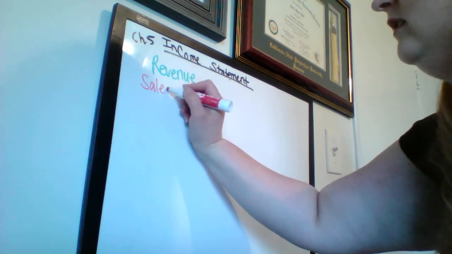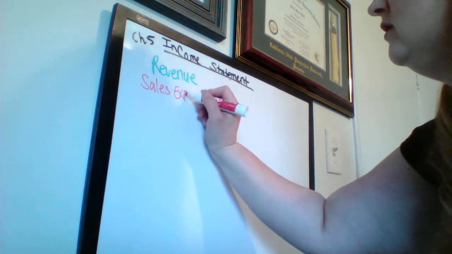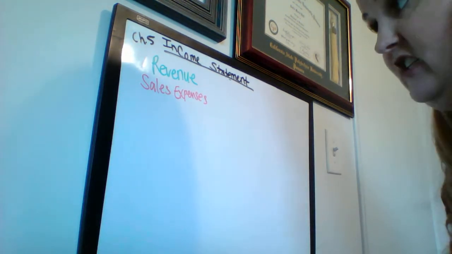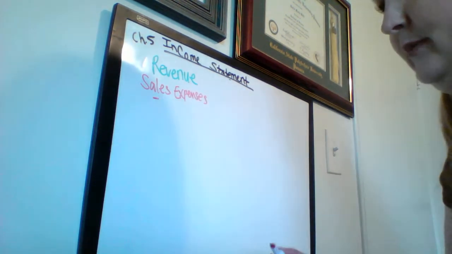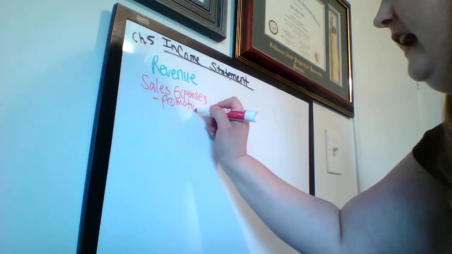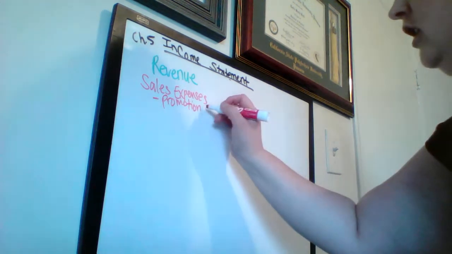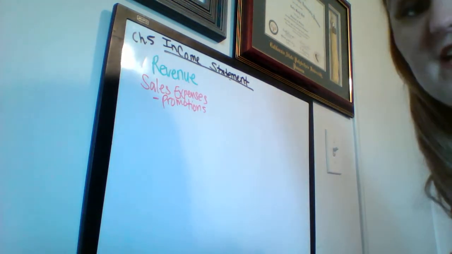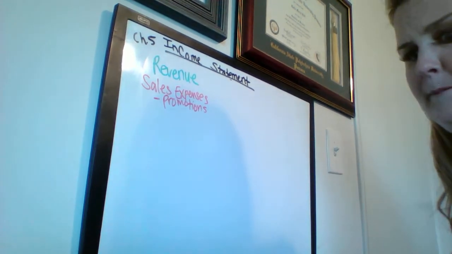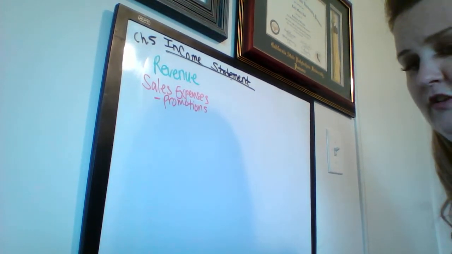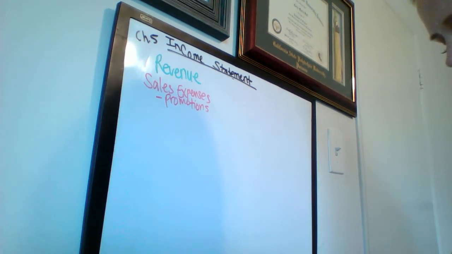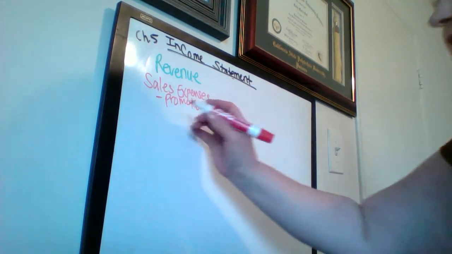There's multiple different kinds of sales expenses. The first one you could possibly have would be a promotion. Promotions are basically like 10 for 10 ads, buy one get one free, 30, 50% off, clearance items, all part of a promotion. So you can easily have a promotional expense.